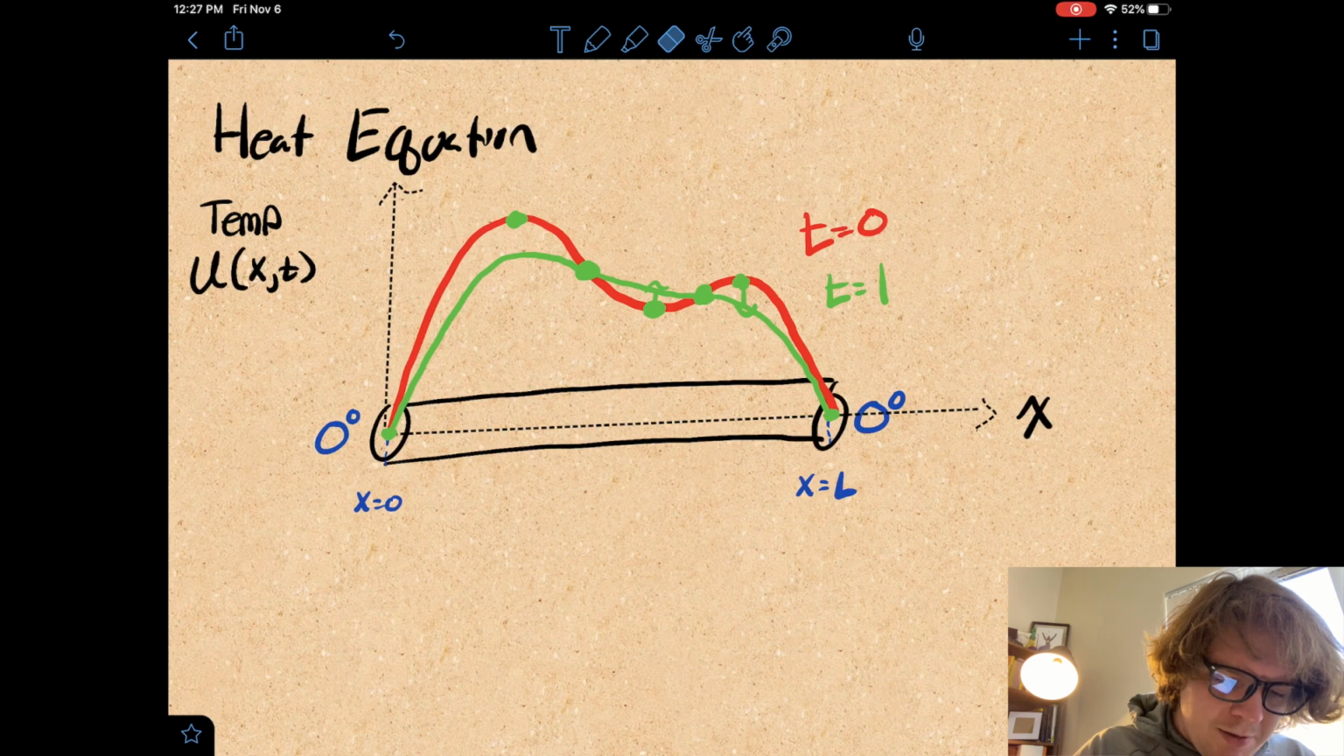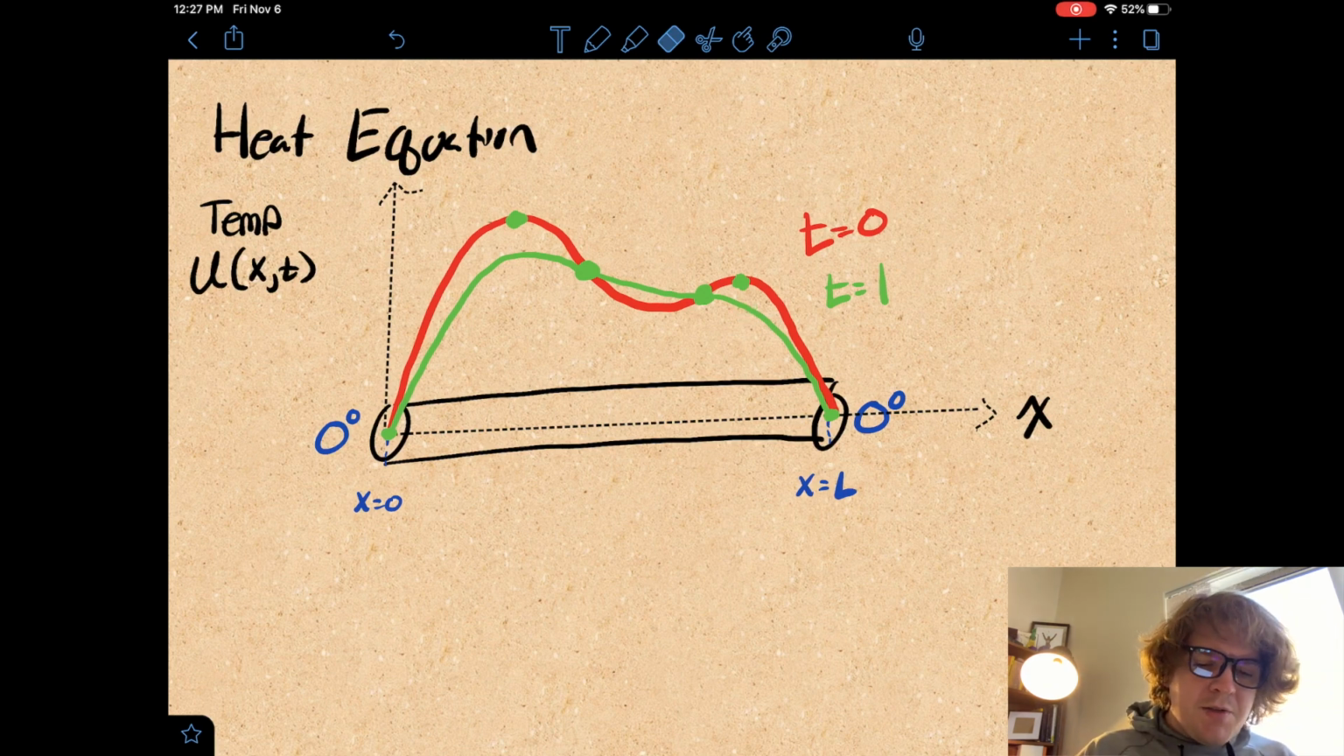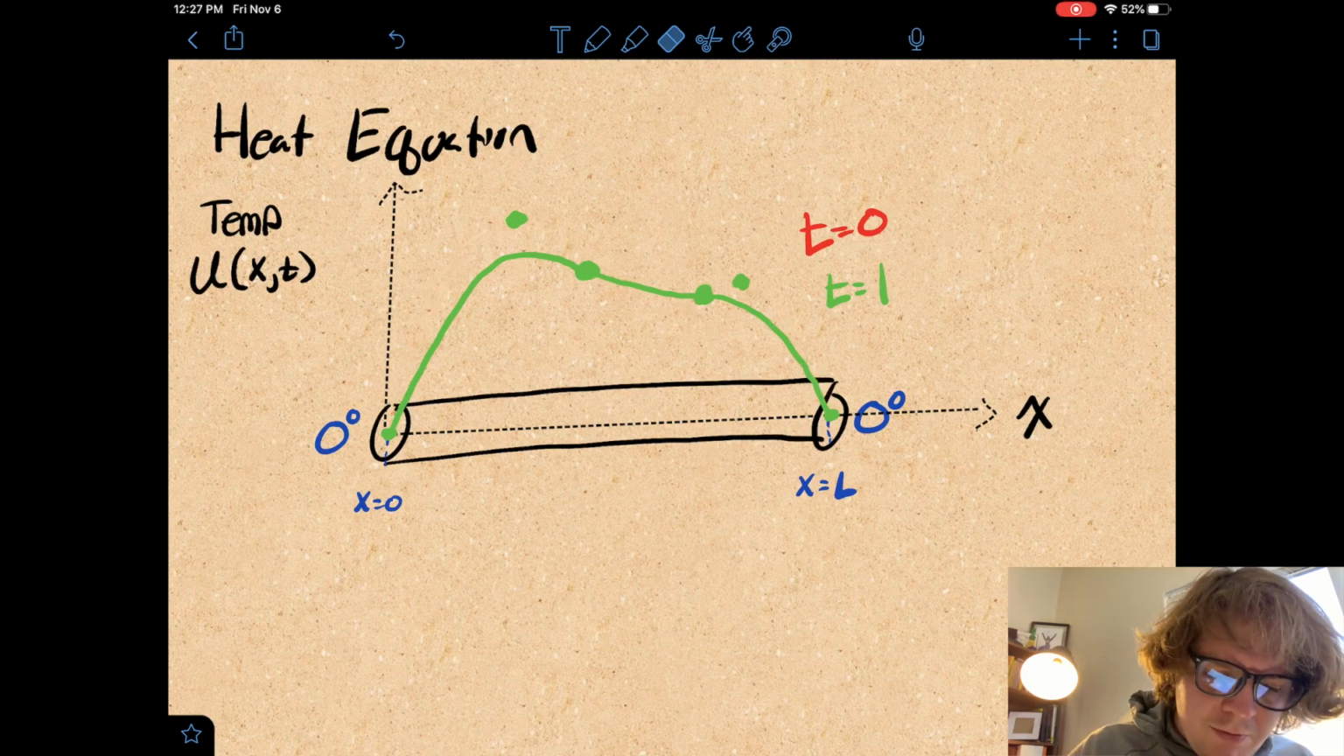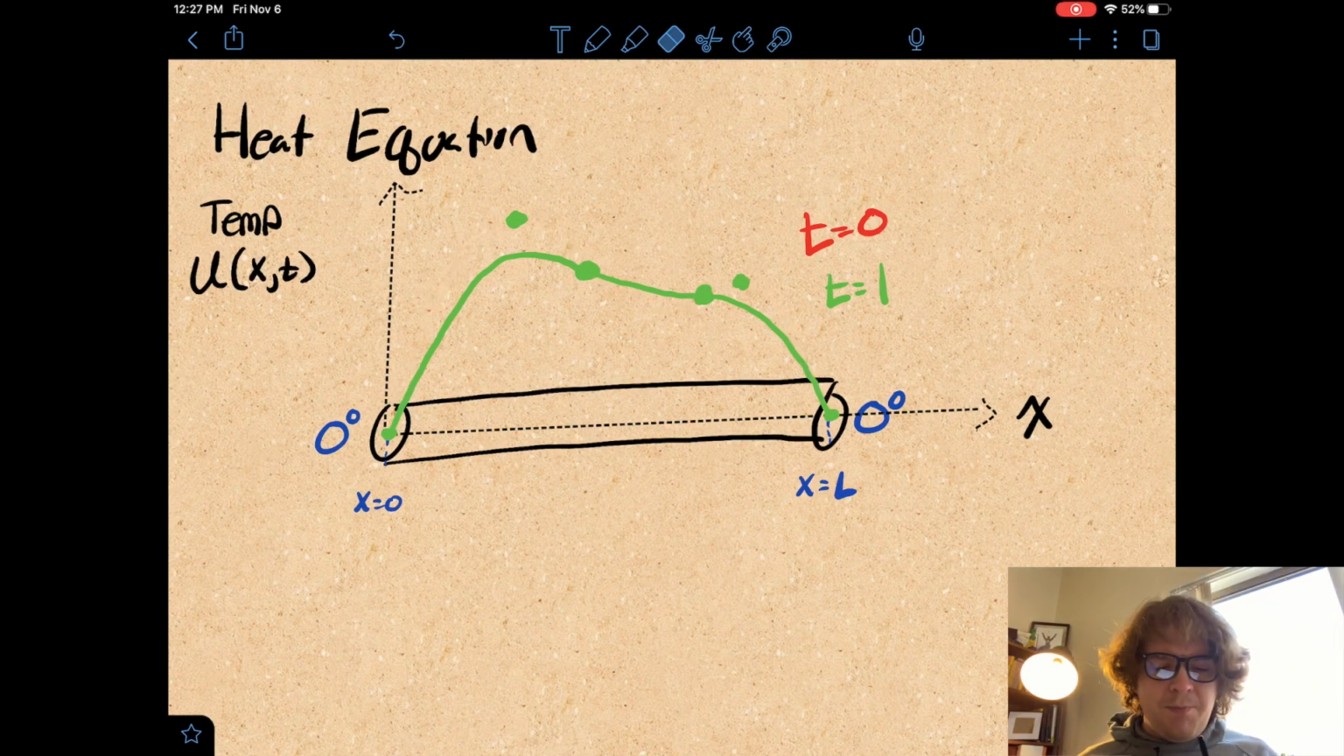Let me erase some of these arrows because this is going to get a little ugly to look at if I keep all of them in here. All right, so now we have a new graph that we're looking at. I'm going to erase the red graph for just a second. I will bring it back in a moment. But now that we have this picture here, we can see what's going to happen.